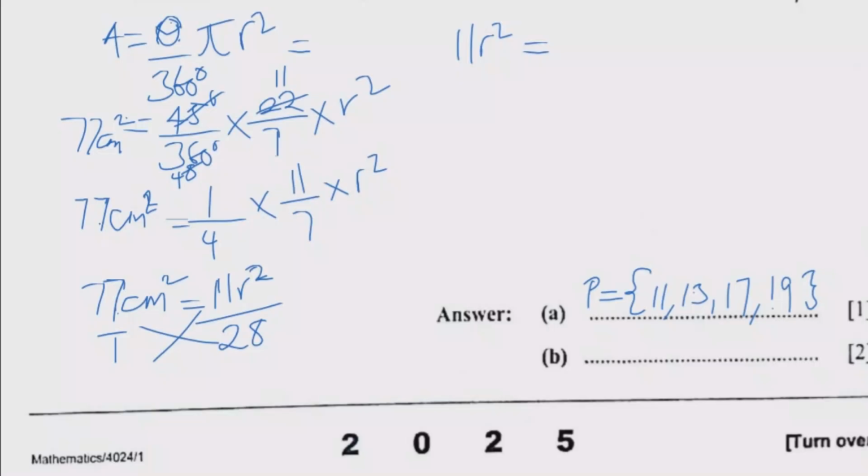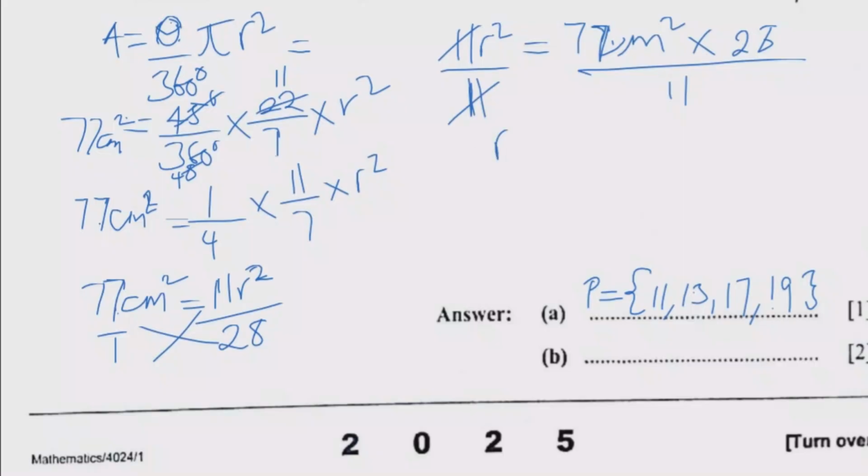So what I'm going to do is write 77 centimeter squared. So this is 77 centimeter squared times 28. Now we're going to divide both sides by 11. So here by 11, and also here we divide both sides by 11. So this 11 and this 11 will leave us r squared.